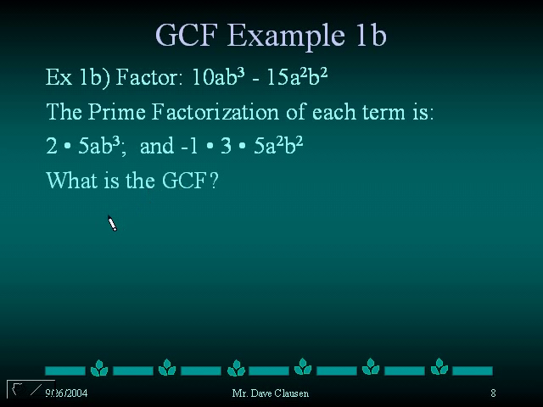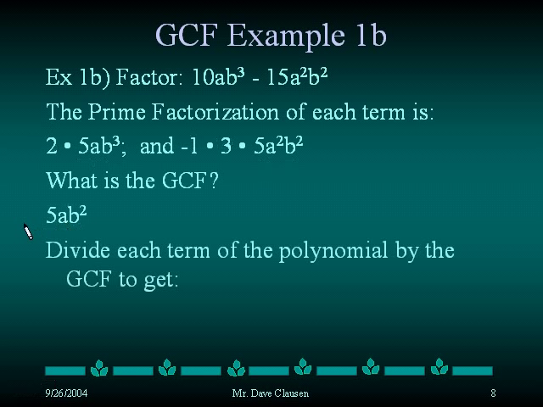For the greatest common factor, we're looking for factors that are common. Negative 1 is only in one of the lists, so that doesn't work. 2 only occurs in one of the lists, so that doesn't work. 3 is only in one of the lists, so that's not common to both. 5 is common. The greatest number of 5s they have in common is 1. A is common. The greatest number of a's common is one of those, so a to the first. And then b is common. The greatest number of b's they share in common is b squared. So 5ab squared is the greatest common factor.